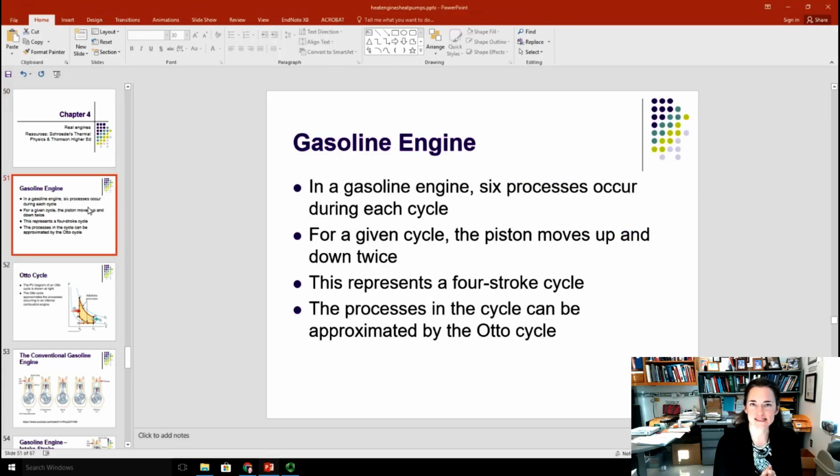Okay, so gasoline engines, the planet's handicap, I guess, right now. In a gasoline engine, you have 6 processes that occur during each cycle. For a given cycle, the piston moves up and down twice, and this represents a 4-stroke cycle. The processes in the cycle can be approximated by the Otto Cycle, named after the German engineer Otto, who came up with this.